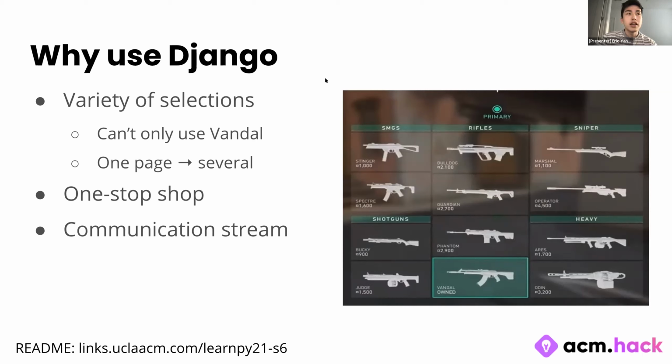And finally, Django also serves as a communication stream. So one thing that you can do in the shop is if you're kind of broke and you want a teammate to buy you a gun, you can request a gun. And the teammate can then buy the gun for you and you get the gun. So similarly in Django, you're able to handle requests in such a way. So if I were to request an HTML file, the Django server could basically just return that file back to me.